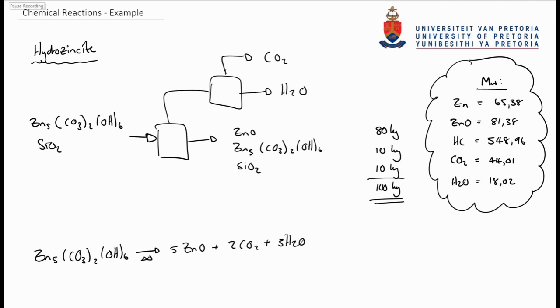So let's start by trying to solve this mass balance. If we look at the system, we can see that the only species coming in and leaving the system as the same species is the silicon dioxide. You could say that the hydrous zincite is coming in and leaving the system as well, but a large fraction of the hydrous zincite is converted into the CO2 and the water going out, and also the zinc oxide going out.